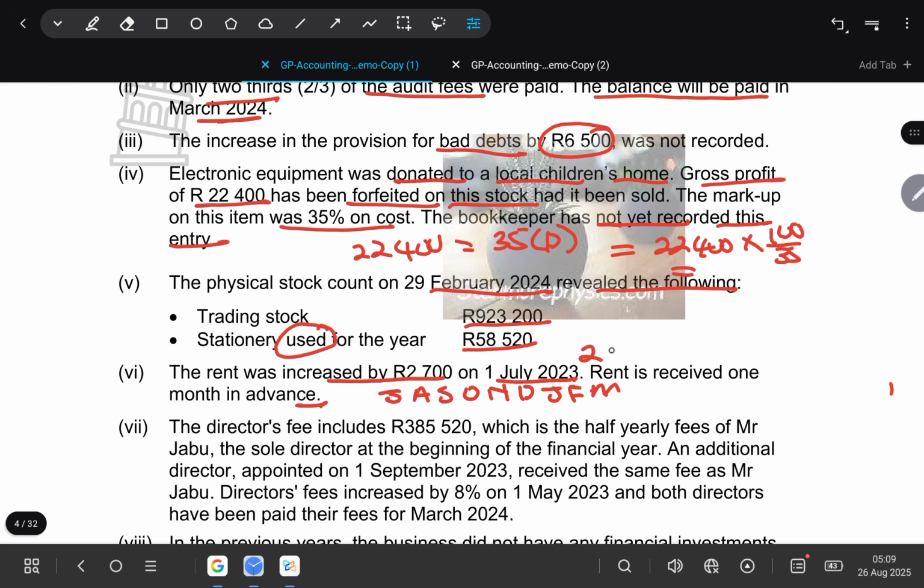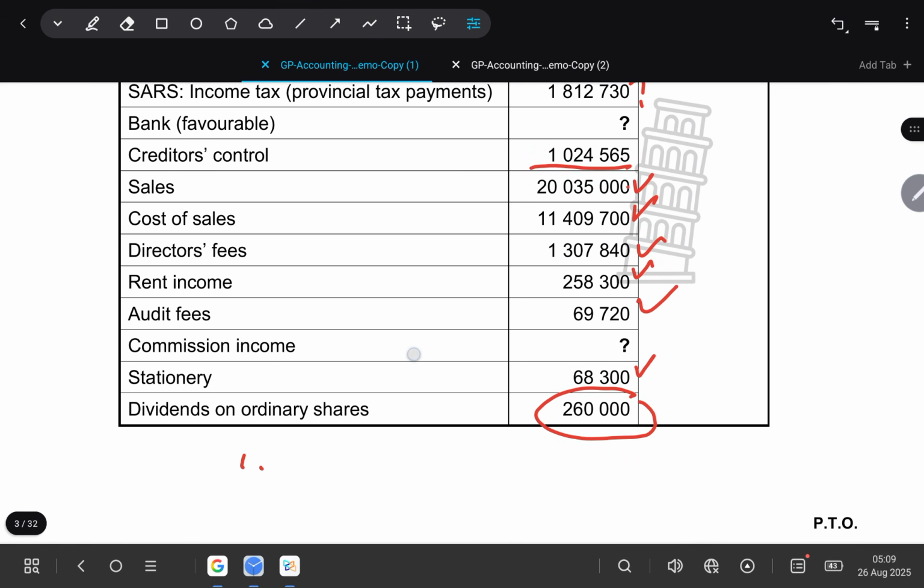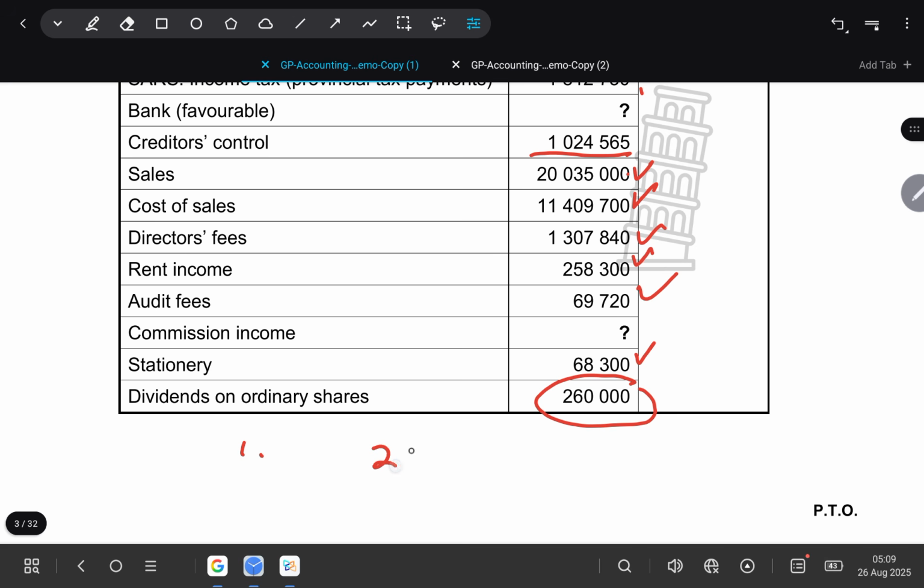So if you say 2,700 multiplied by 9, it will give you the amount of the increase of rent. So 2.7 times 9 gives us 24,300. But remember, the total rent received of 258,300 includes this 24,300.